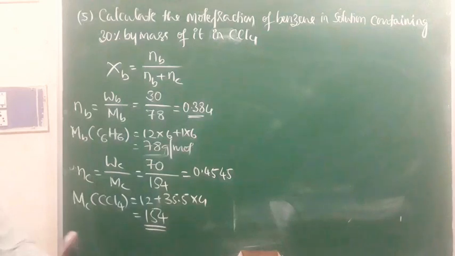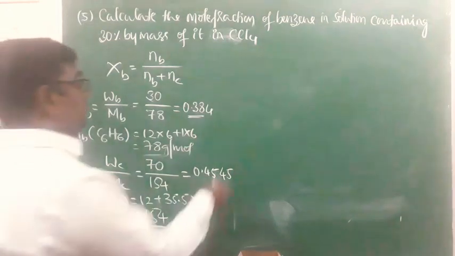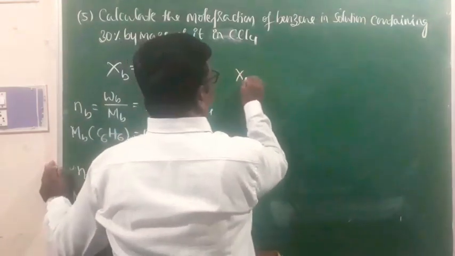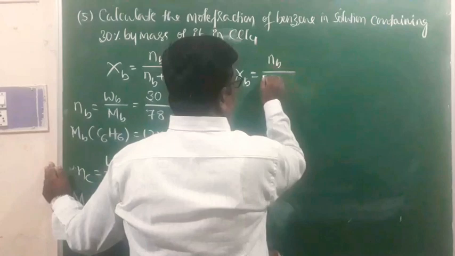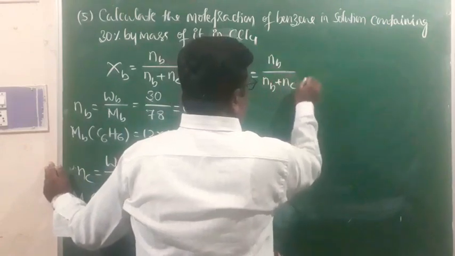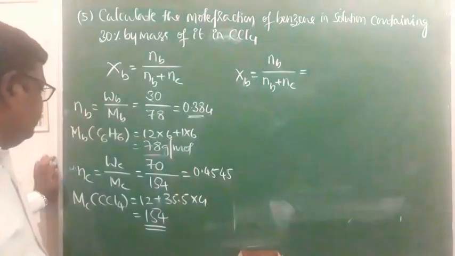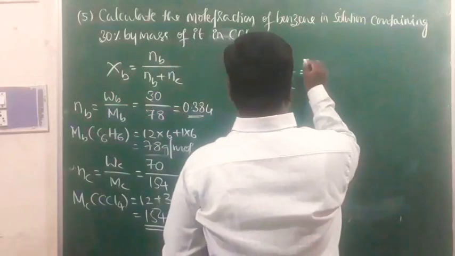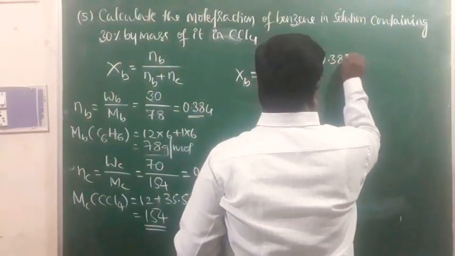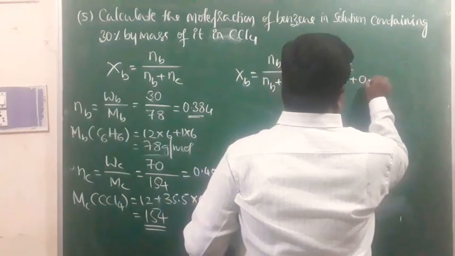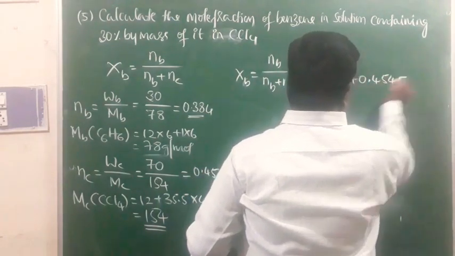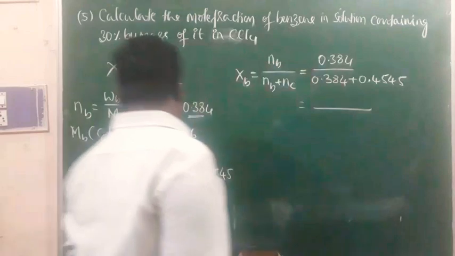0.4545, that is what we call the number of moles of CCl4. Now substitute here. Mole fraction of benzene is equal to number of moles of benzene divided by total number of moles. That comes out to be number of moles of benzene, 0.384, divided by 0.384 plus 0.4545. That is the mole fraction, right?